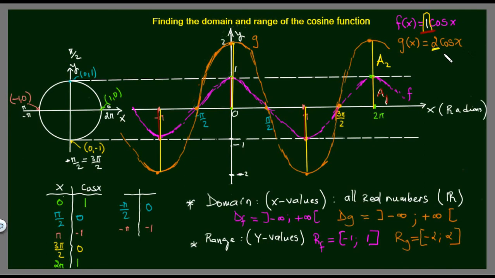So that's how you can define things whenever you have an additional amplitude on your function. You consider that your function has the amplitude from the beginning plus another unit on it. So it's giving us a 2 amplitude here, where we have 1 for the f function. And this is how we can define the domain and range of the cosine function.